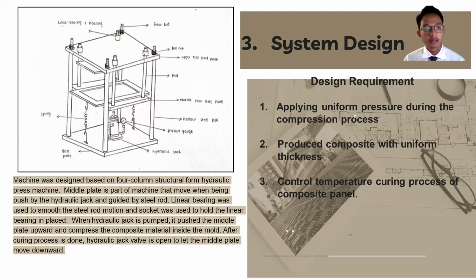This machine is designed based on a 4-column structural form hydraulic press machine. So how does this machine work? When we pump the hydraulic jack, it will push the middle plate of this machine upward, and it will compress the composite material that we put inside the mold. The movement of this middle plate is guided by the 4 steel rods, and these steel rods are attached to load bearings to smooth the movement.